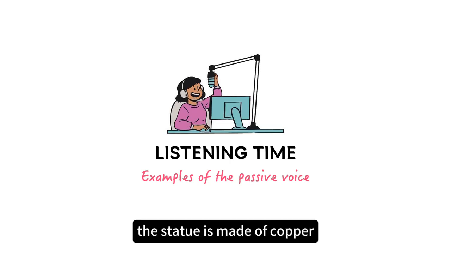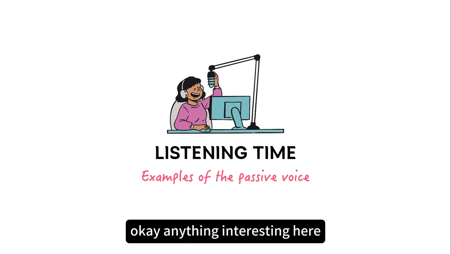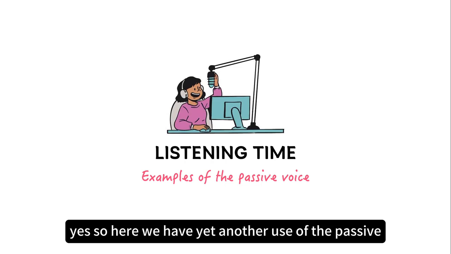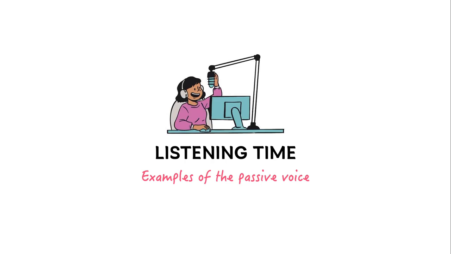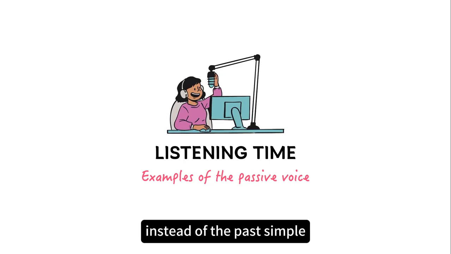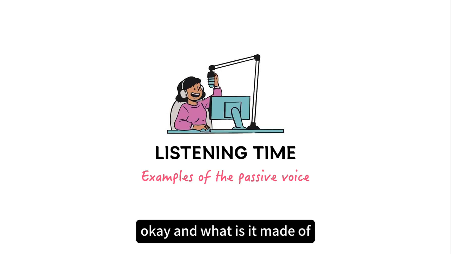The statue is made of copper. So it was originally a golden red color. Okay. Anything interesting here? Yes. So here we have yet another use of the passive. Is made. The statue is made of copper. Here we have the passive in the present simple tense instead of the past simple. So before we were saying was built, was designed, but here we say is made because it's the present simple tense here.